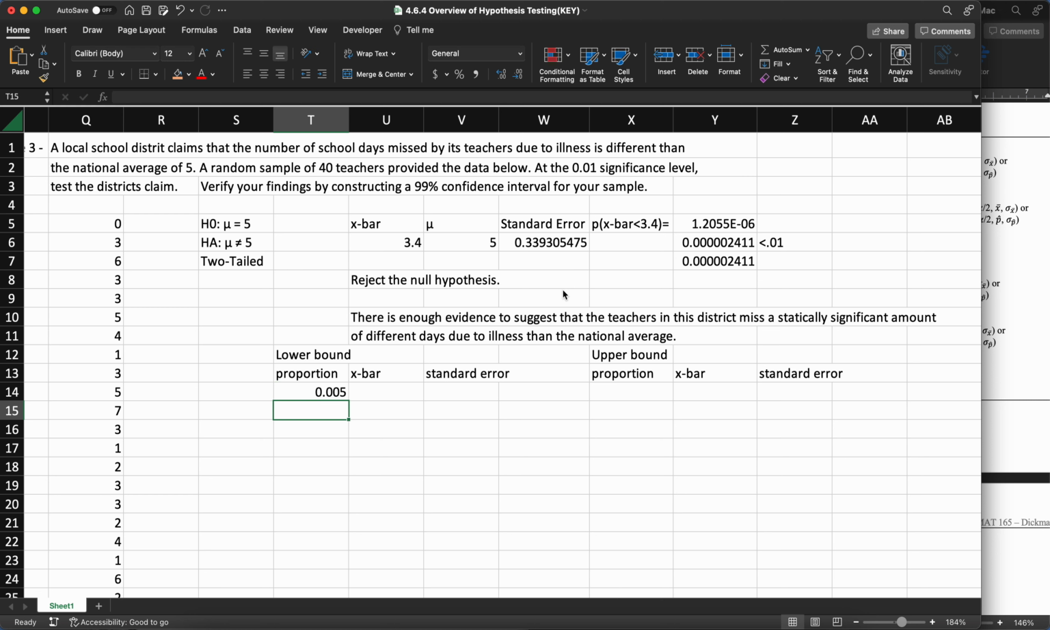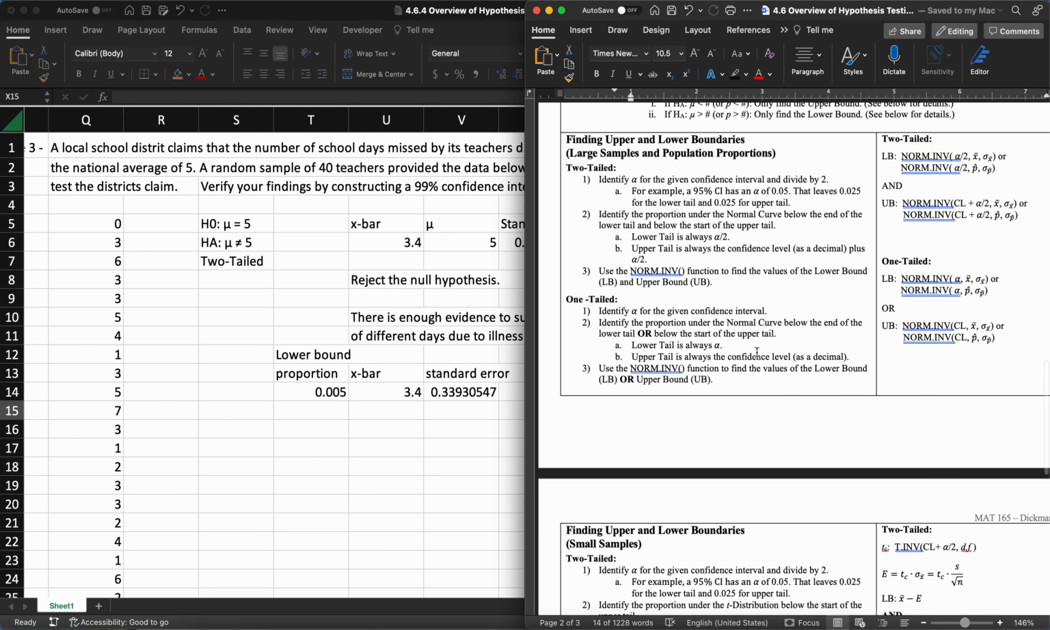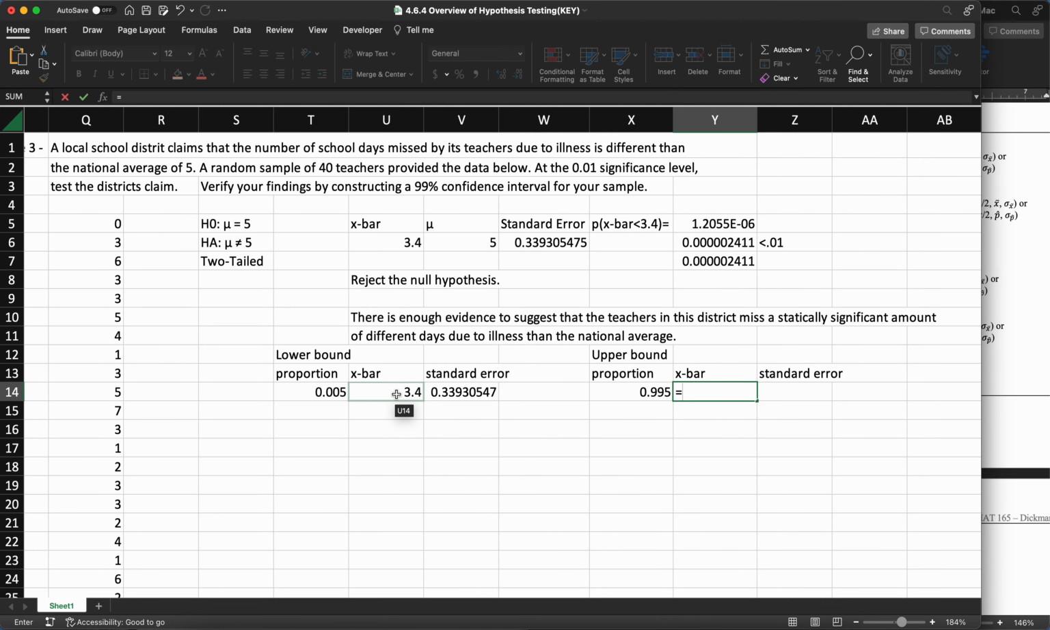0.01 divided by 2 gives me 0.005. That's going to be the proportion in the lower bound. X bar, we already calculated. Standard error, we already calculated. On the upper end, I'm going to take the confidence level of my confidence interval, that's 99%, and I'm going to add this to it. So 0.99, so as a decimal, my confidence level plus that gives me 0.995. And again, that is spelled out here. It's the confidence level as a decimal plus alpha divided by 2. And then these values are exactly the same.